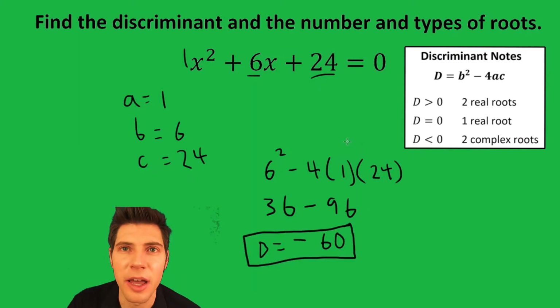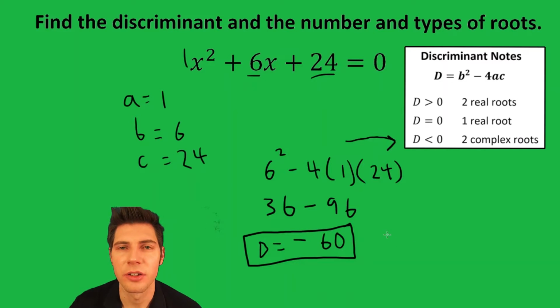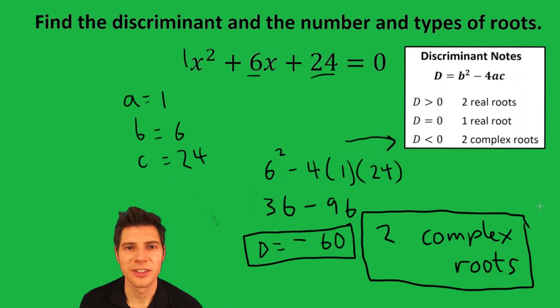So if it's negative, that means it's less than 0. So the answer is going to be there are 2 complex roots. And that's it. That's the answer to the question.